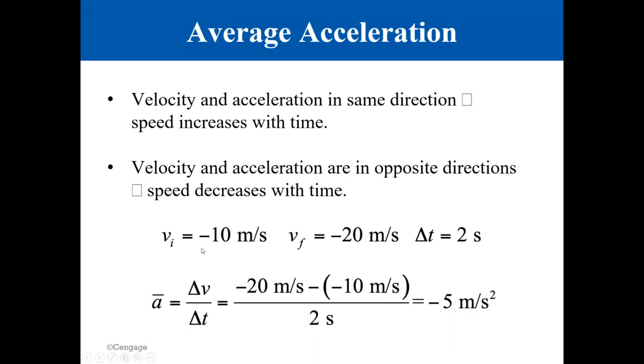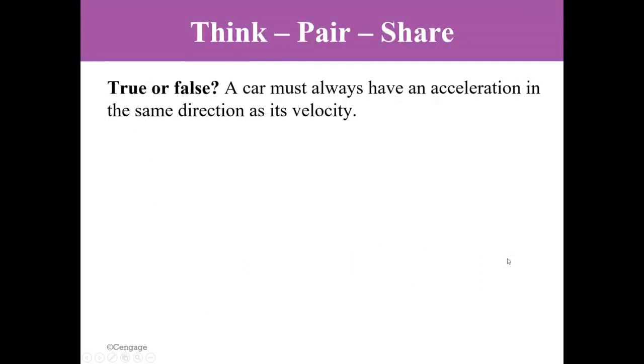So if the initial velocity was minus 10 meter per second, the final minus 20 meter per second, the change in time 2 seconds, we apply again V final minus V initial, and we end up with minus 5 meter per second squared. It's in the opposite direction. The minus sign is just to tell us that this is in the opposite direction.